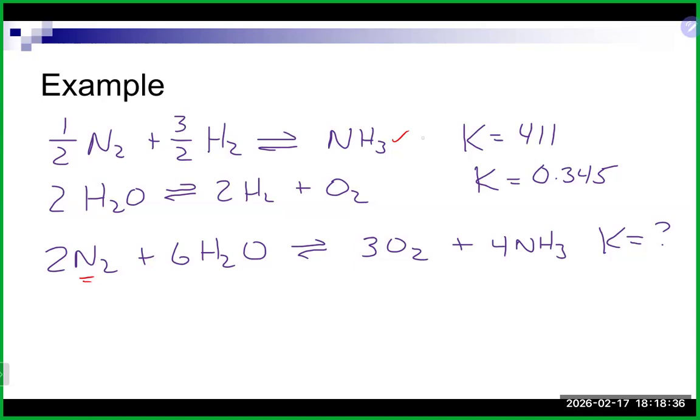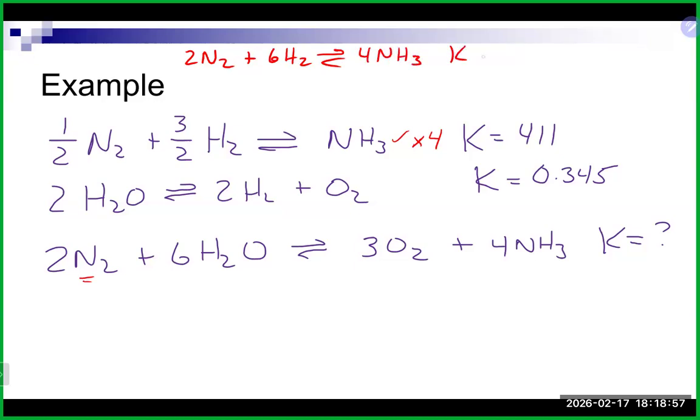That means I really do need to multiply this one by 4, which will get me 2. So I have to multiply that entire equation by 4. And if I do that, that's going to get me 2N2 plus 12 divided by 2 is 6H2 to the other side there, 4NH3.